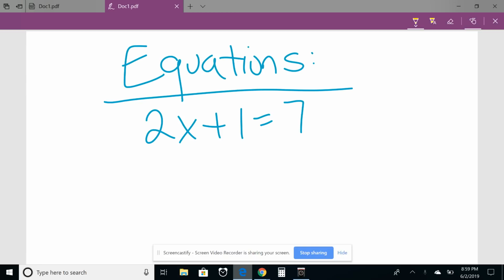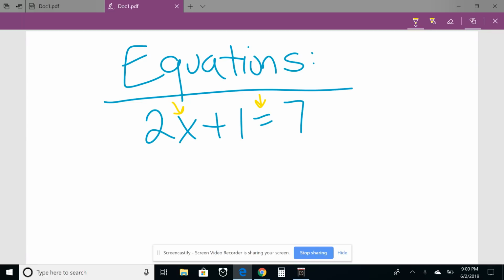In today's video, we're going to be reviewing equations. Now, an equation is a mathematical sentence that has an equal sign, and it is also a mathematical sentence that's always going to be true. It's going to always be balanced on both sides. Now, the equations we see this year usually have a variable, which is a letter that represents a number.